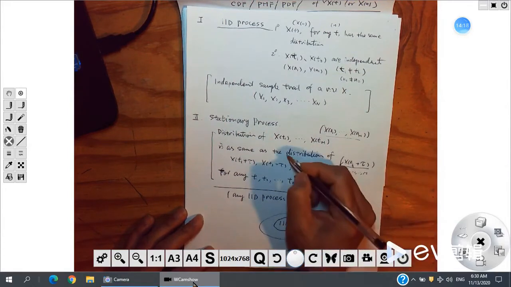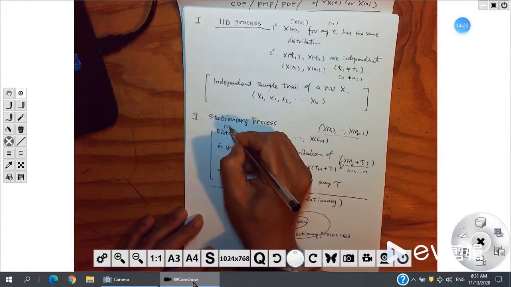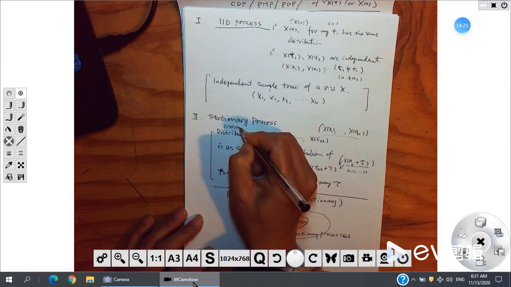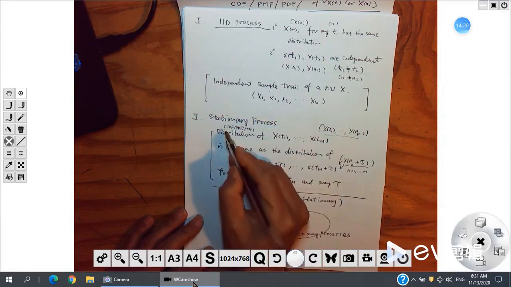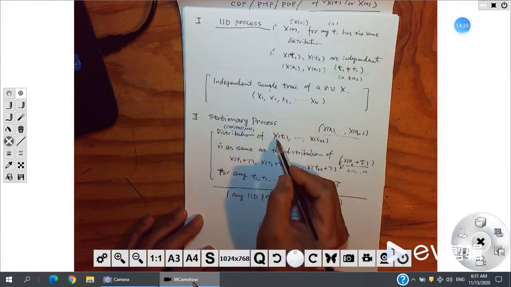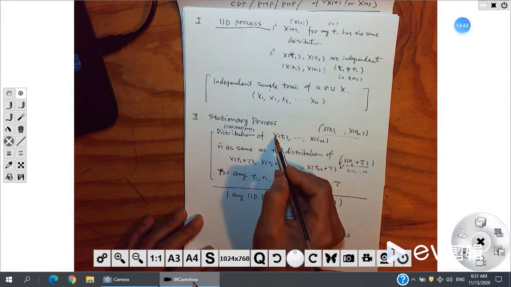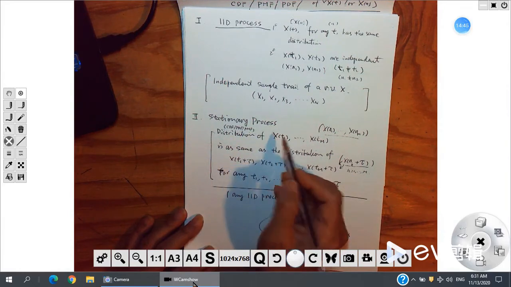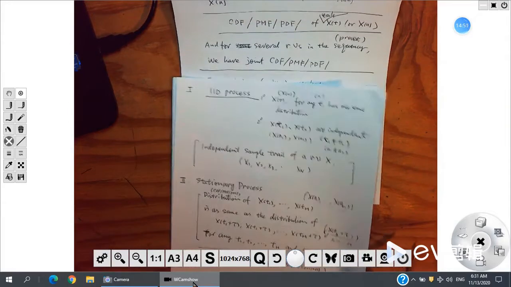And the distribution means CDF or PDF or PMF, right? CDF for any kind of random variable. PDF means X is a continuous valued process, and PMF means X is a discrete valued process. Okay. So this is a stationary process.